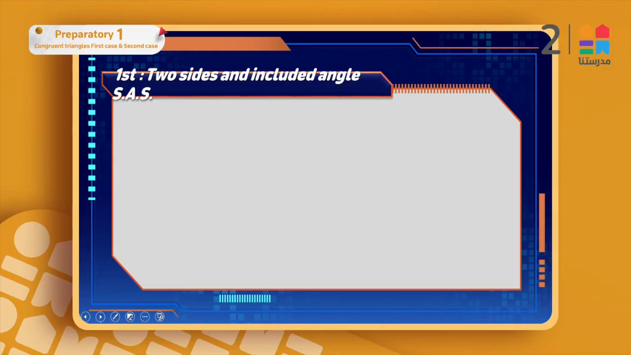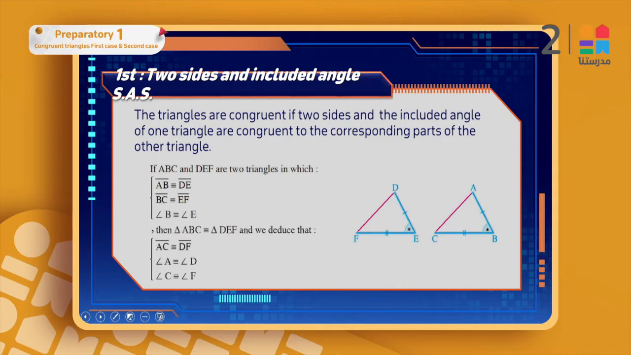There are 4 cases of congruence of 2 triangles, and today we will study just 2 of them. The first one, 2 sides and included angle, which is called side angle side. The abbreviation is SAS, side angle side. As you can see, the 2 triangles focus on the blue color.